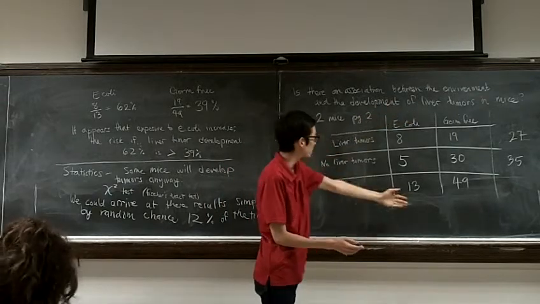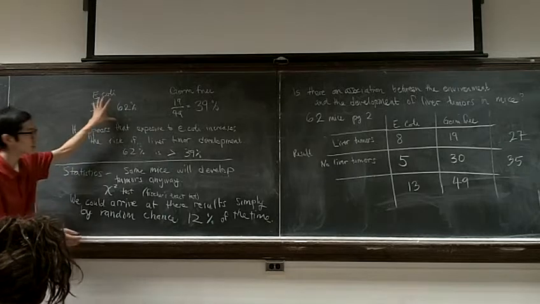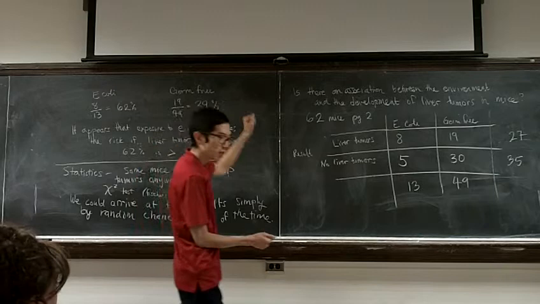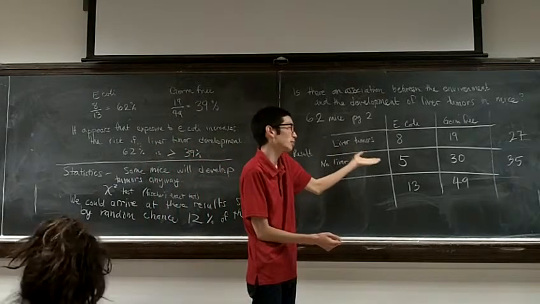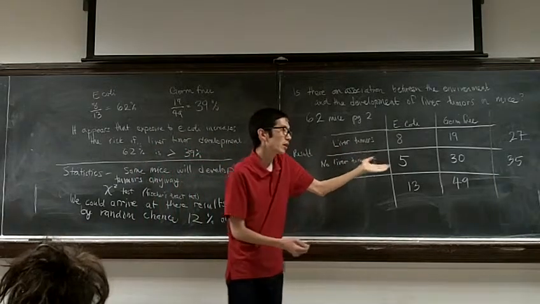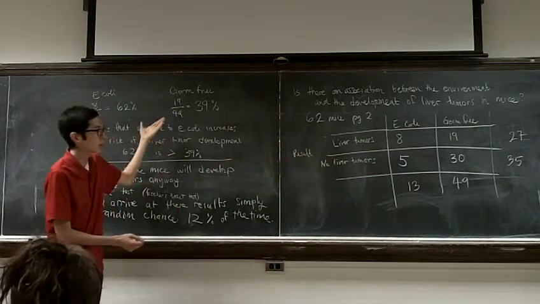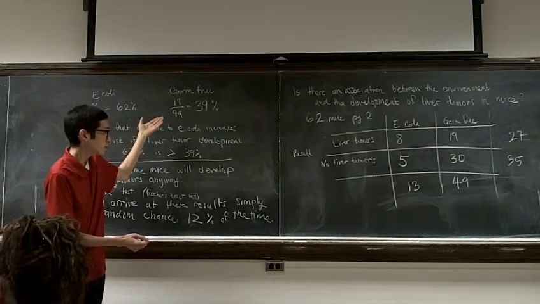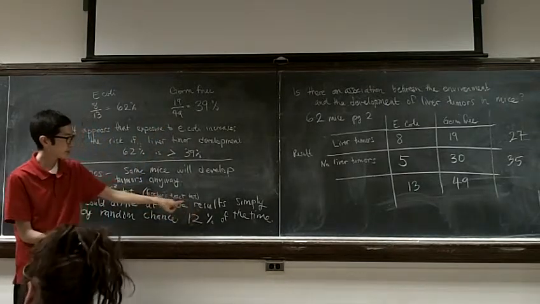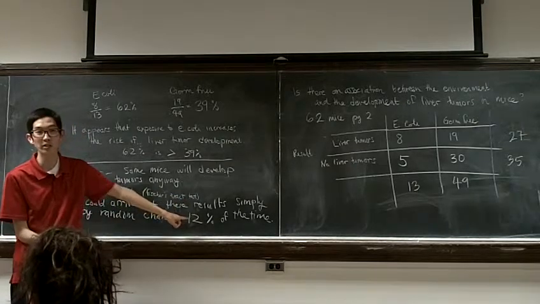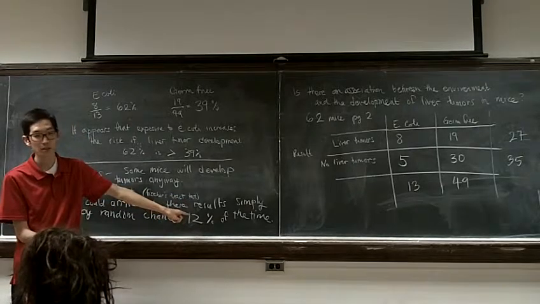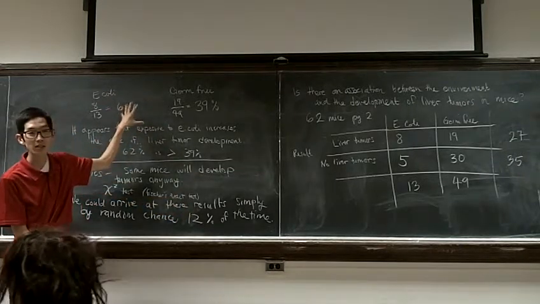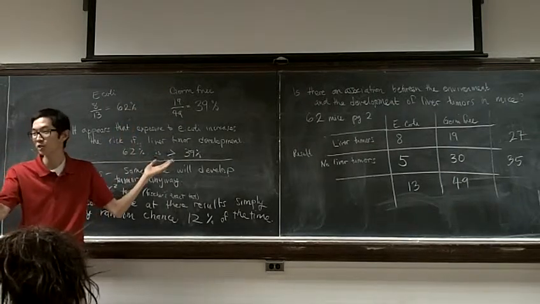We've done this, and we see 62% of those in the E. coli group develop liver tumors, and 39% in the germ-free environment develop liver tumors. So the answer is possibly, and this is what our data shows. However, there is a probability that we cannot ignore, a 12% probability, that the result we see here is just a result of random chance.